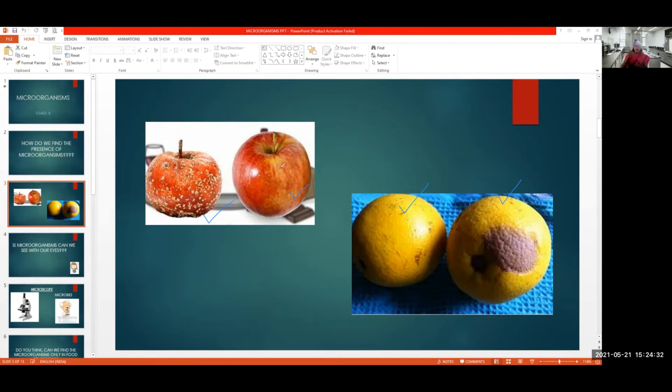How do you identify that food has got spoiled? One is the color change, like in a fruit; then the change of the taste, then the change of the smell. These are the three main criteria to find the presence of microorganisms. Shall I go to the next slide? Just a minute.